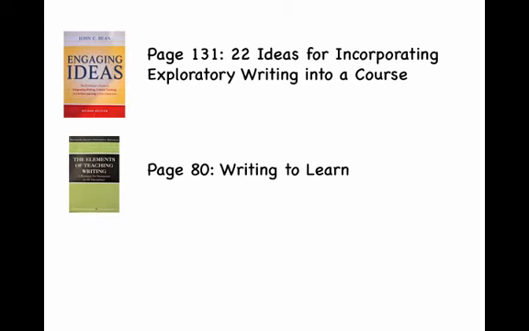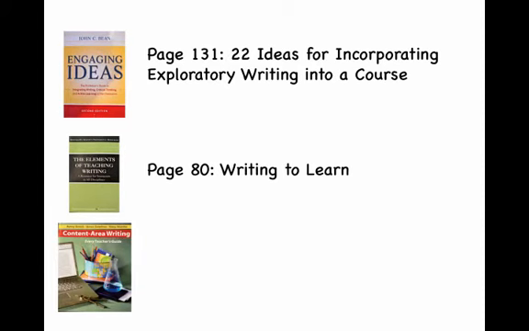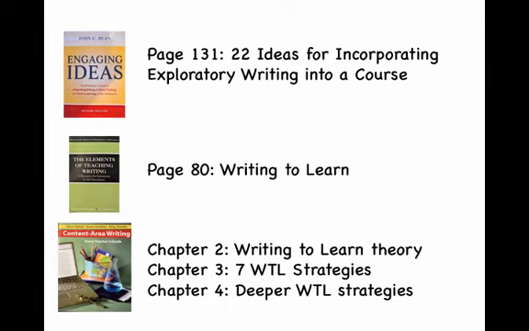You've already read Chapter 7 in Bean, but his 22 ideas, starting on page 131, are worth looking at again. You also have this Elements book. Read pages 80 through 82 for a brief discussion of writing to learn, and you may want to read that whole chapter. And you also have this book, Content Area Writing. The entire first half is about writing to learn, so flip through this book as well. It's well worth investing your time in learning how to add writing to learn activities to your class.